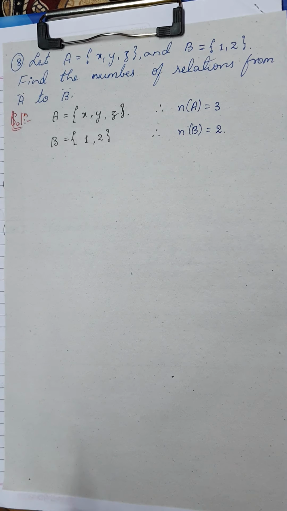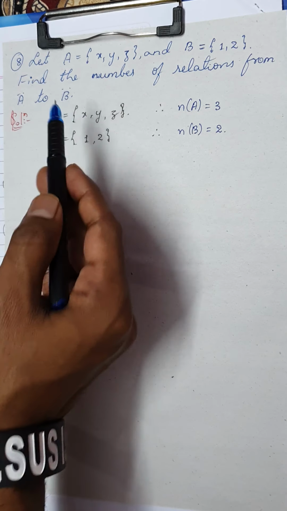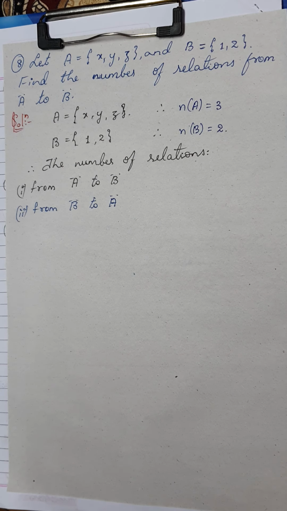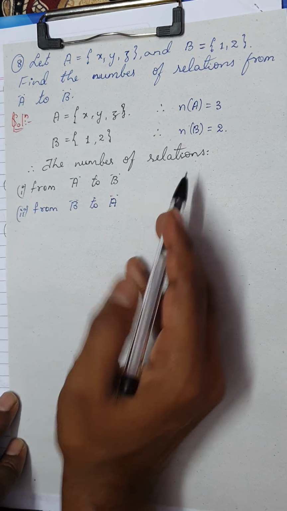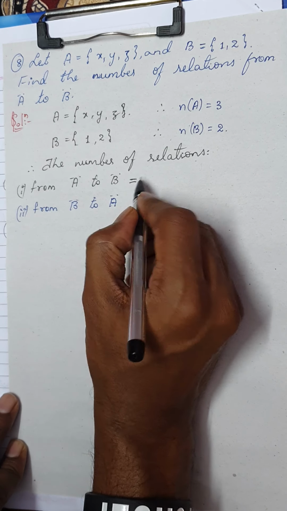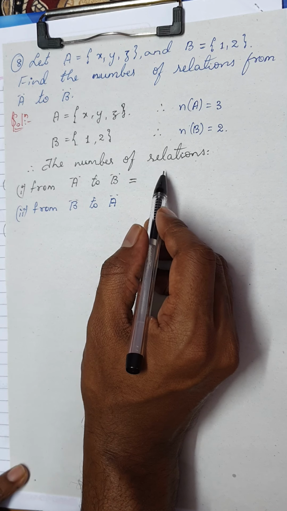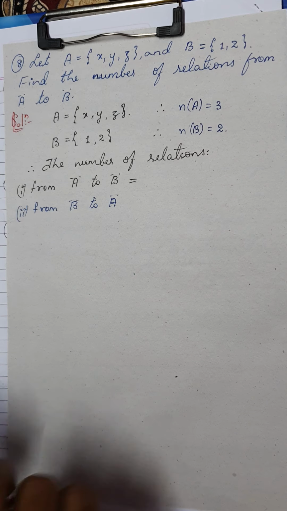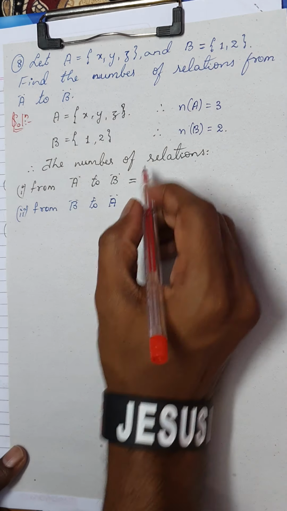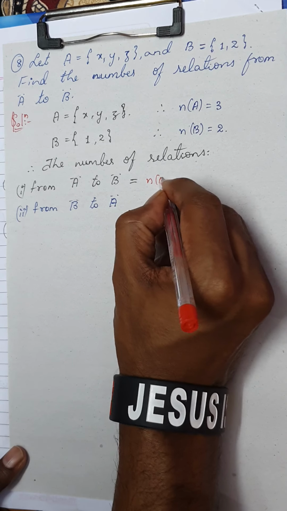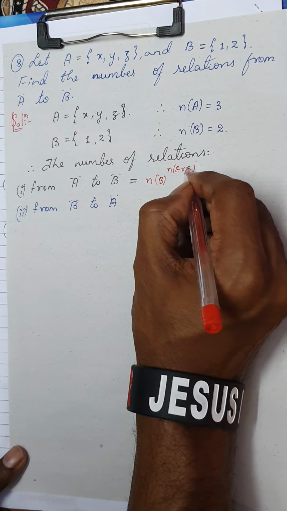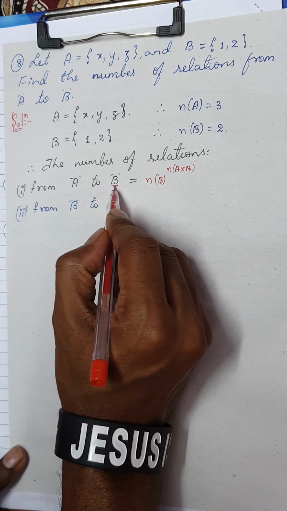Now for your understanding purpose, let us write both: the number of relations from A to B and the number of relations from B to A. Okay, so let's go for this. The number of relations from A to B is nothing but, we know it is of the form P power Q. Do you remember it? So the number of relations from A to B is n of B power n of A cross B. Please be careful. The base will be on whichever set we are taking.